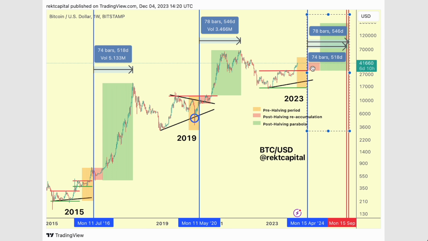So we could see some sort of reaccumulation in this post-halving period that could last several weeks, maybe even multiple months, and we could see some sideways action, downside volatility, upside volatility, but that would be the last opportunity before we finally zoom in onto the green, most parabolic price action in the post-halving period, which will have a few dips on the way up.